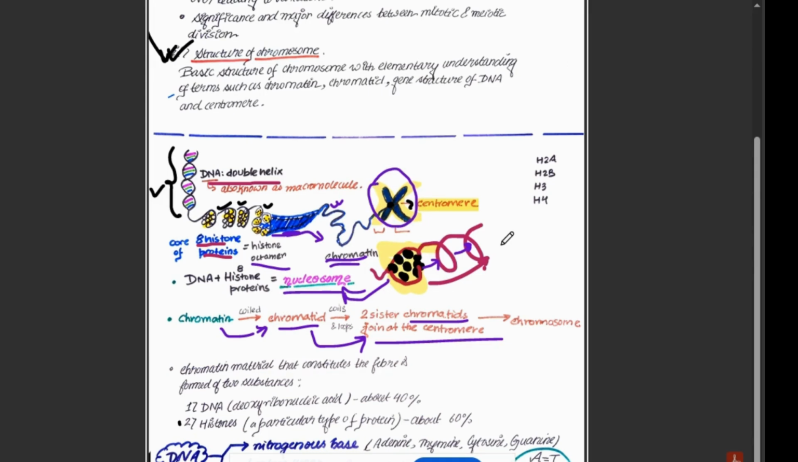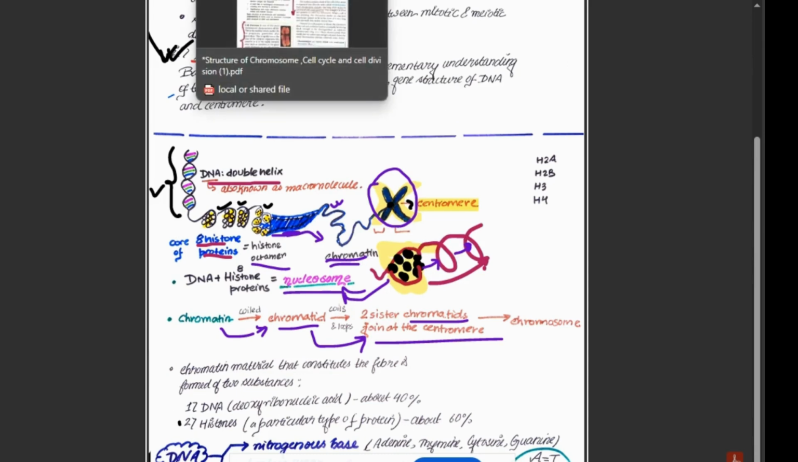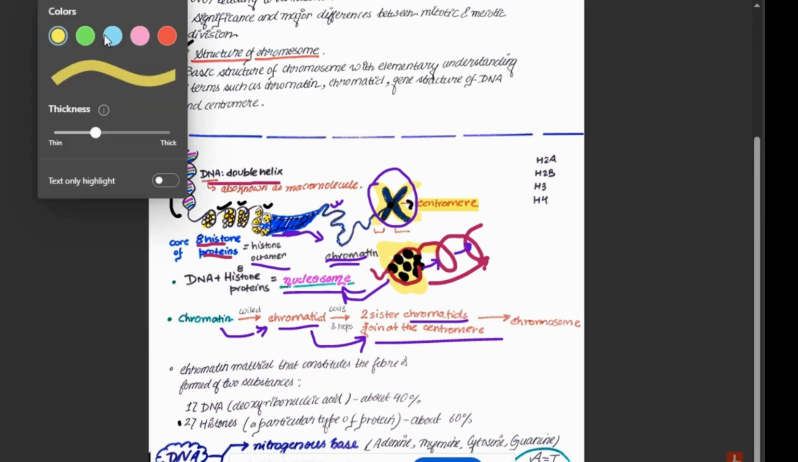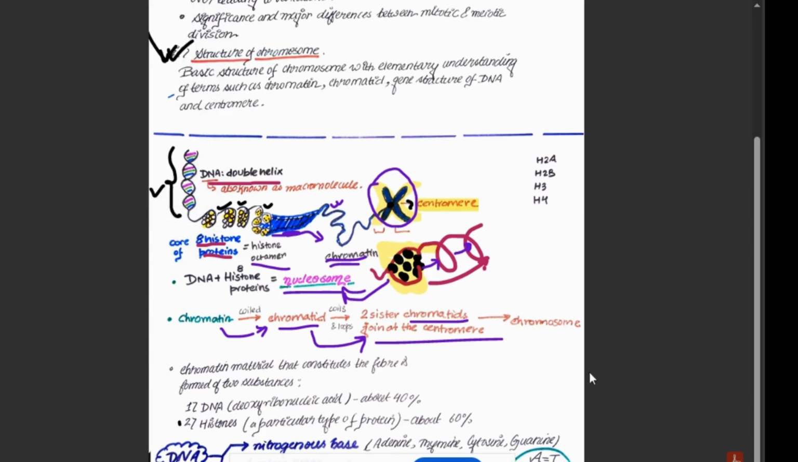a total chromosome. And this, my dear, is the development, or you can say the basic structure of chromosome and how it is formed with the flow. DNA plus histone proteins, then the nucleosome, and then chromatin to chromatid, then to a sister chromatid joined at the centromere and forms a chromosome. I hope you have understood up to this that what is a chromosome.